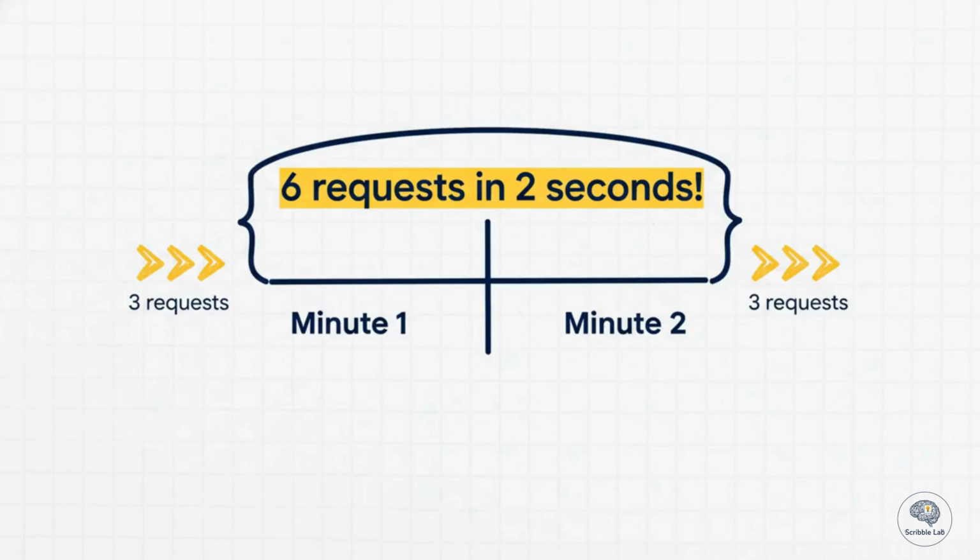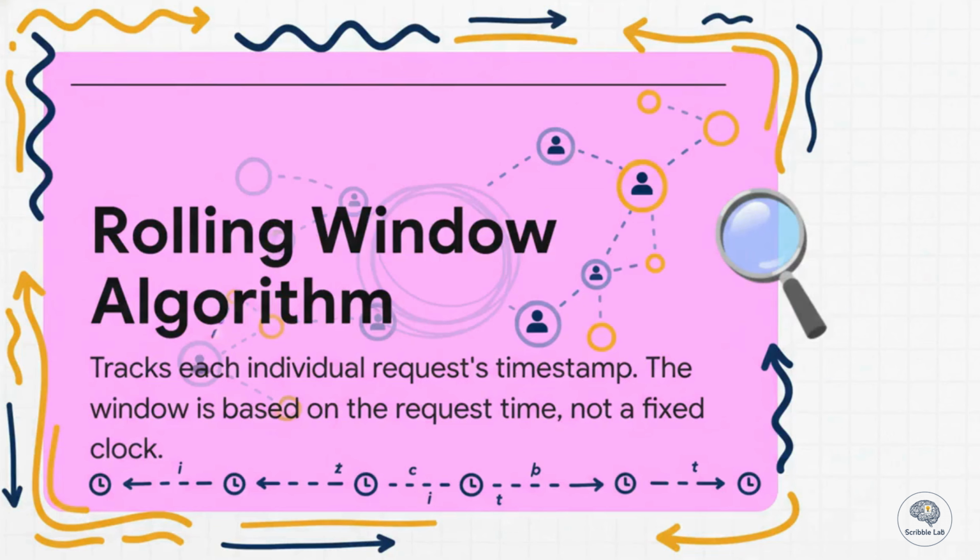And here it is. It's called the burst problem. Imagine Christy sends her 3 allowed requests in the very last second of a minute. The clock ticks over, her counter instantly resets, and boom, she sends 3 more in the first second of the new minute. So now she's just sent 6 requests in 2 seconds, double her rate limit, and that could easily overwhelm the server. So to fix this, we need a smarter algorithm.